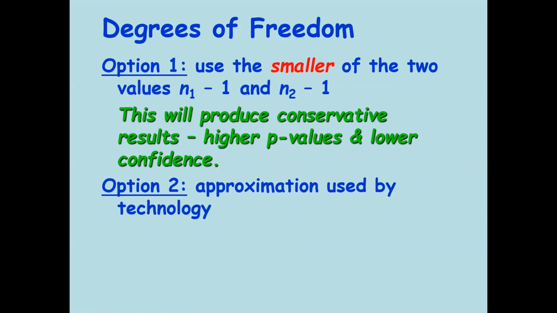And option 2, the approximation used by technology, which is this big long formula on your formula sheet. So just be aware of where it is on your formula sheet. Don't need to memorize. Sometimes there might be a multiple choice question on the AP test with numbers plugged in. So just be aware of where it is.